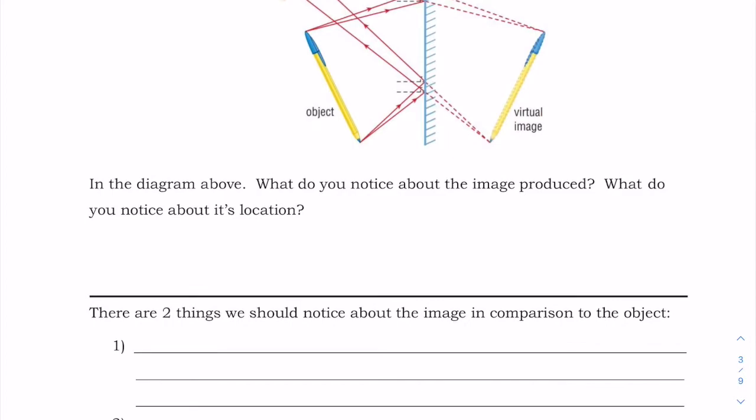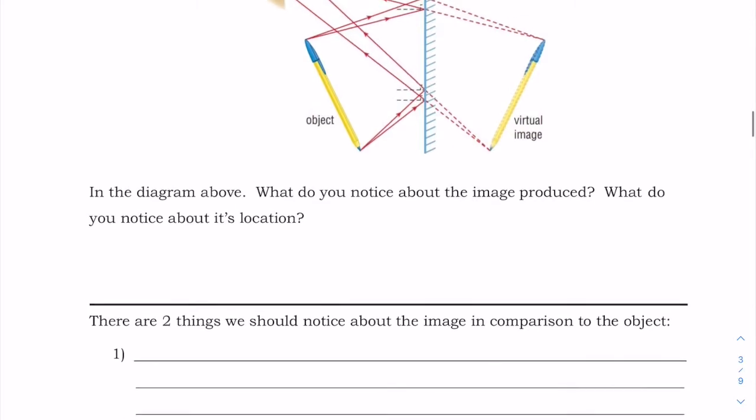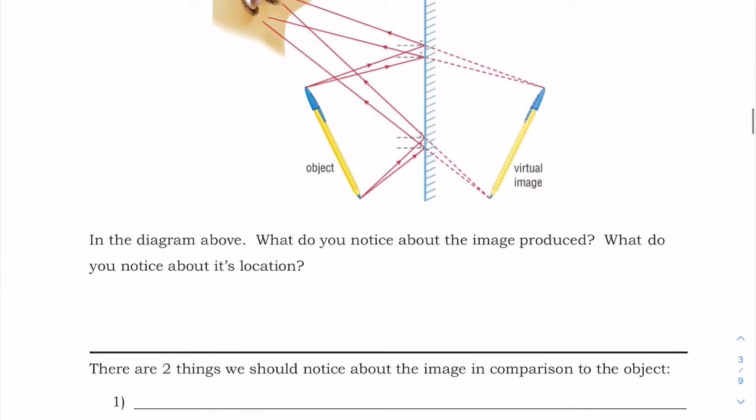First of all, notice that the image is the same distance away from the mirror as the object, and it's also at the same level. So what I mean by this is the bottom of the pencil is at the same level as the image, and the top of the pencil is also at the same level as the image. But they're also the same distance away. So if the bottom of the pencil was, let's say, 1 centimeter away from the mirror, then the image would have the bottom of the pencil also being 1 centimeter away. Okay, so we'll make a note of that.